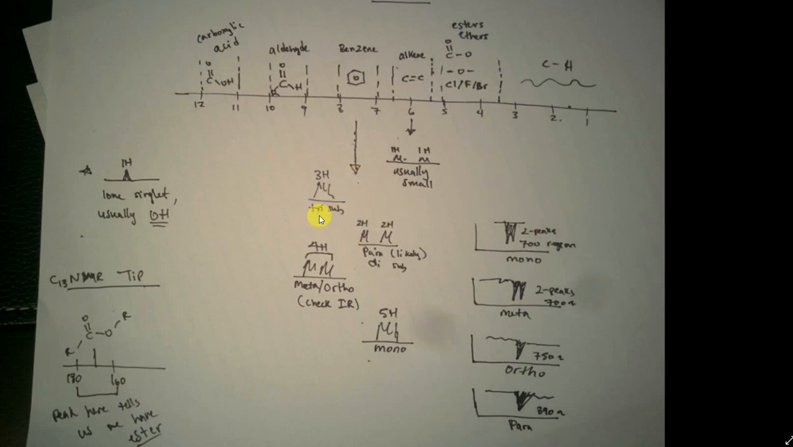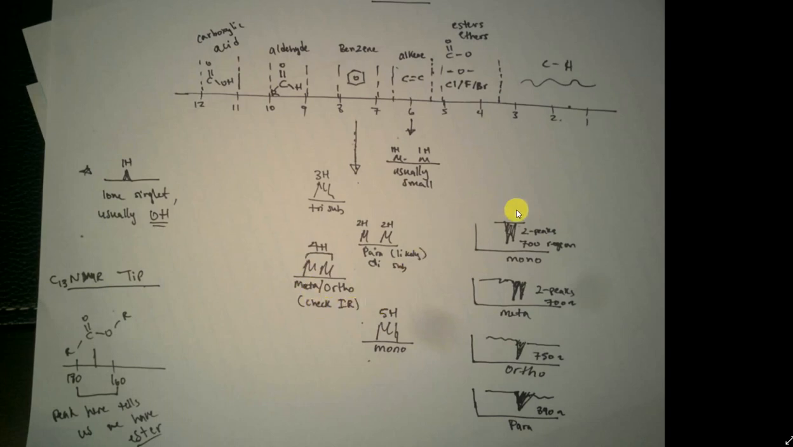So here you have trisubstituted. If you obviously have three groups on a benzene ring, it's going to be 3H. If para, it's going to be 2H, 2H, and it's doublet, doublet. Meta and ortho, they look strange, and it's going to also be 4H, but it's going to be hard to figure out from the NMR exactly whether it's meta or ortho. And so from here I have in the parentheses check IR.